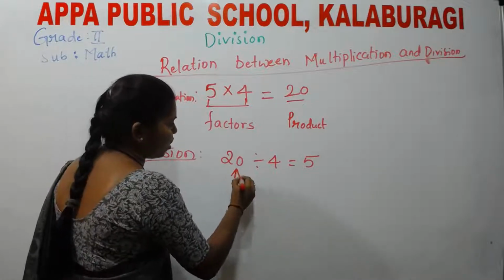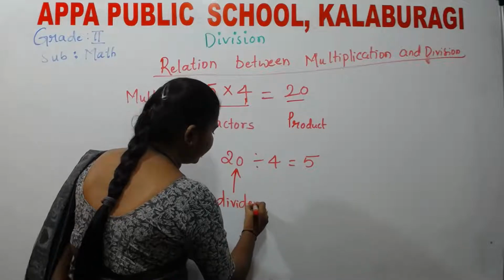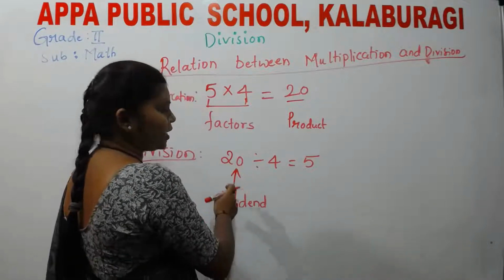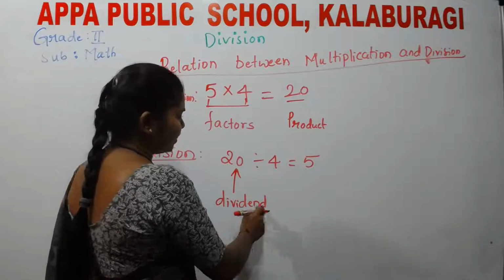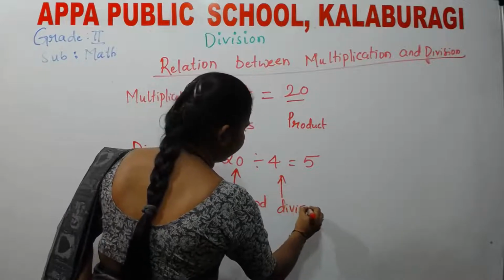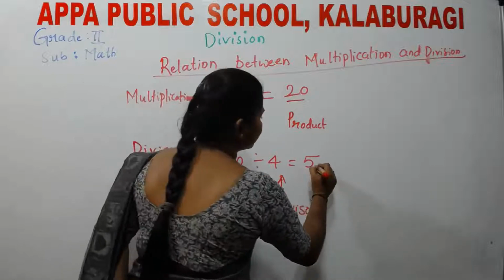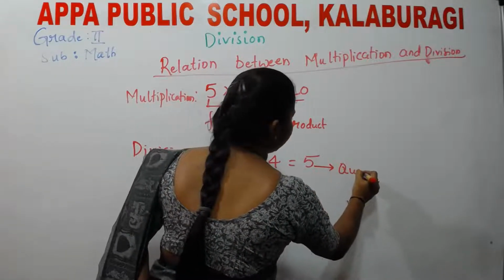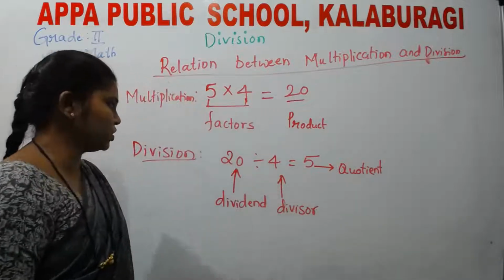Here 20 is called the dividend. The number which is being divided is called the dividend, and this 4 is called the divisor. Very good. This 4 is the divisor and 5 is called the quotient.